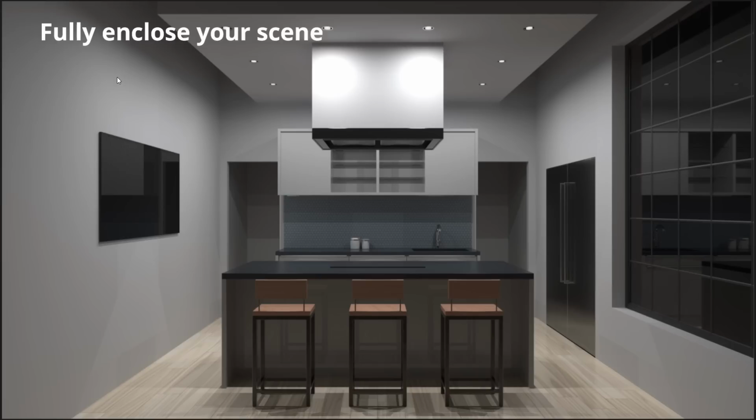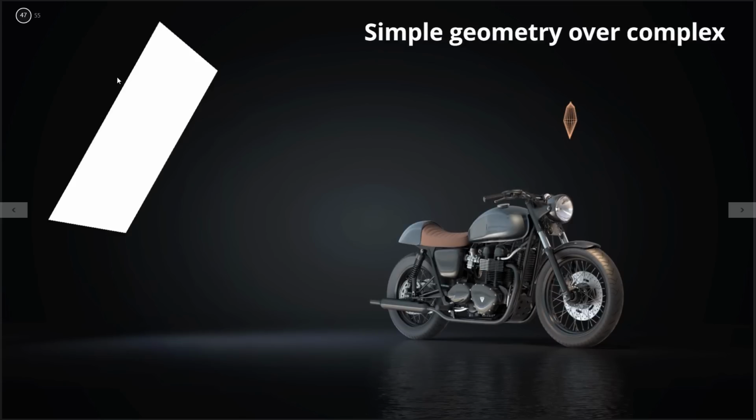A fully enclosed scene is really going to take advantage of that interior lighting algorithm, and it will give you the best results. So make sure all the floors are there, the walls, right? We want to have geometry everywhere.